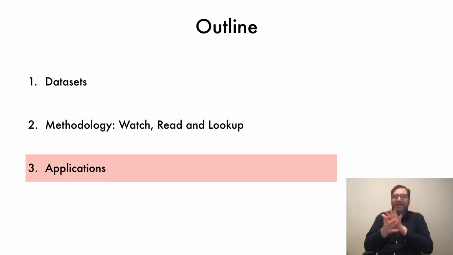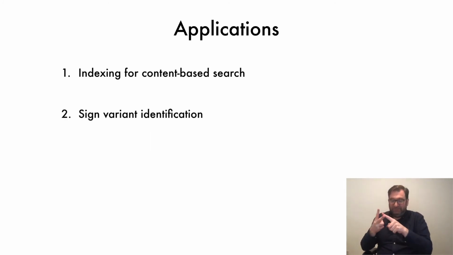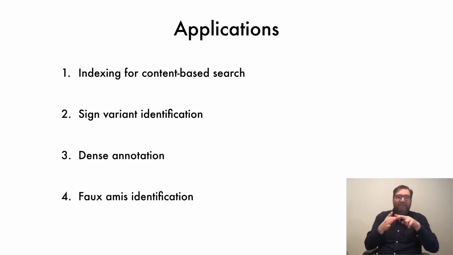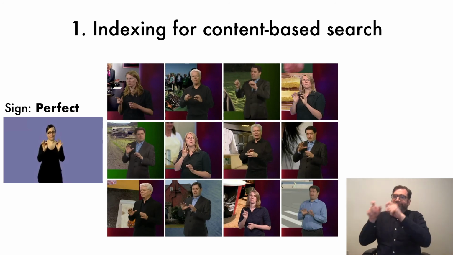We next apply our sign spotting framework to 4 applications: indexing for content-based search, sign variant identification, dense annotation, and sign discovery. Firstly, we show the ability of our model to help search through continuous signing videos. For the BSLDict sign shown on the left, we retrieve the highest ranked continuous BSL-1K sentence video clips, which contain the corresponding word in the subtitle.